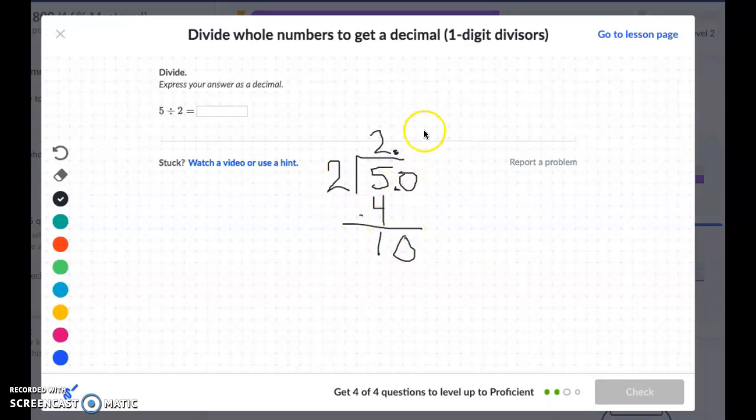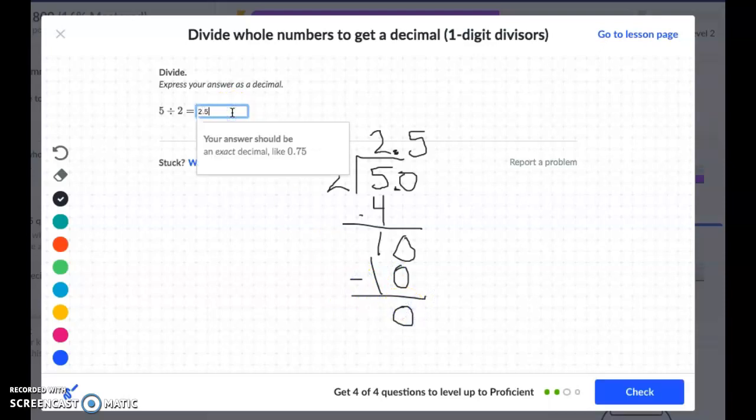2 fits into 10 5 times. 5 times 2 is 10. And when I subtract, I get 0, so I know that I'm done. So 2.5.